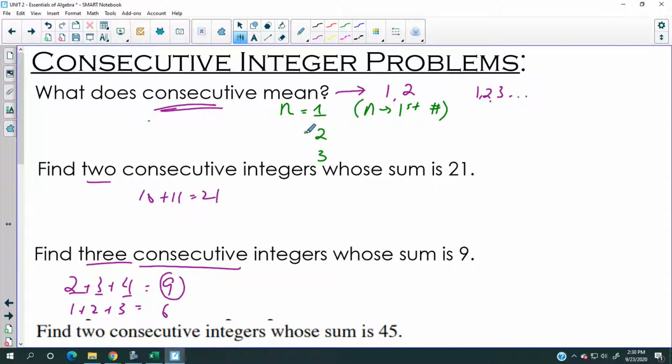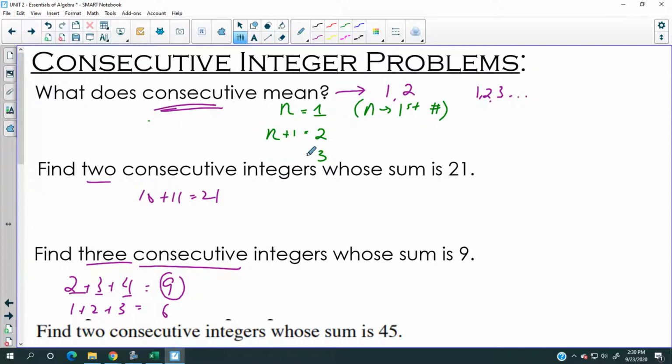Let me ask you this. What algebraic expression could you use to represent the next number, the 2, using the same exact variable, the letter n? Can you think of one? Yeah, n plus 1, because the number after the first one, n, will be n plus 1.